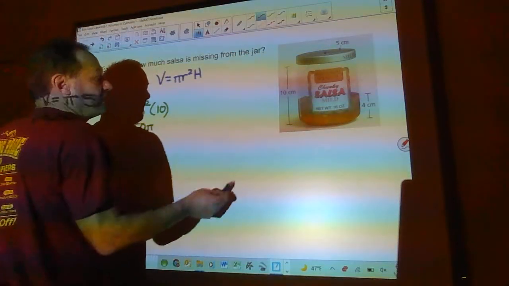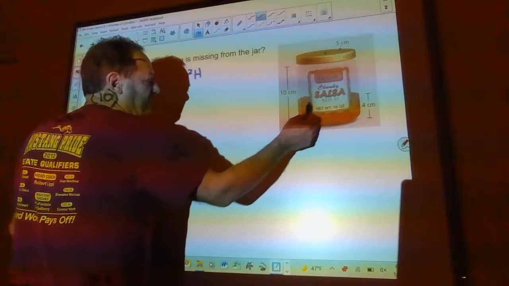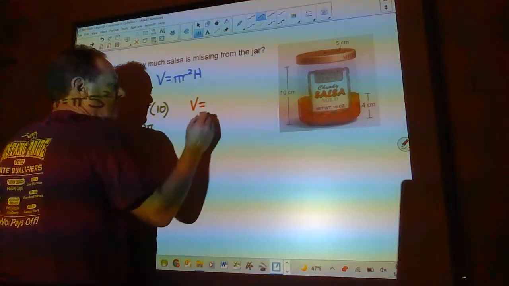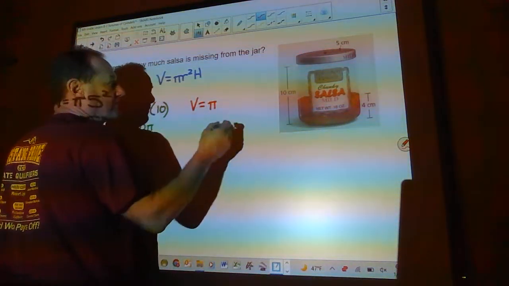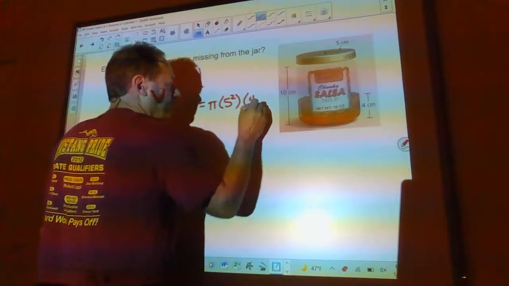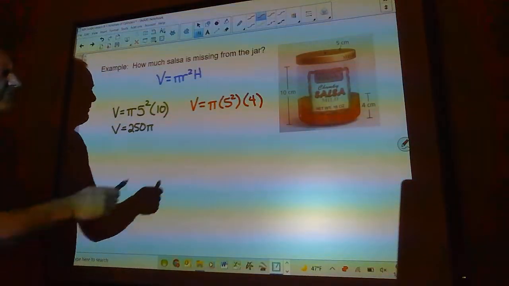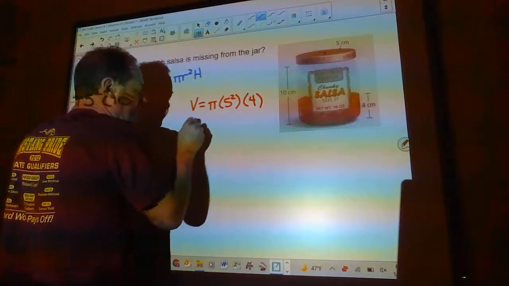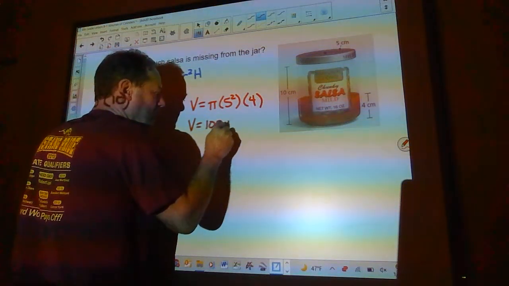Okay, and then the actual salsa that's left in here is going to be pi times the radius, which is still 5, but now the height is 4. So this is 25 times 4, that's 100 pi.